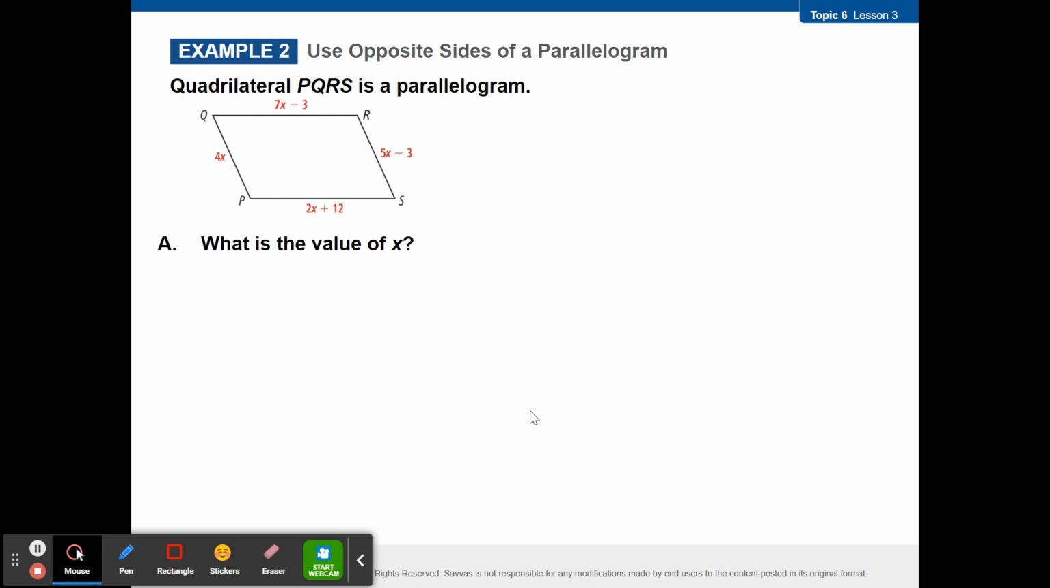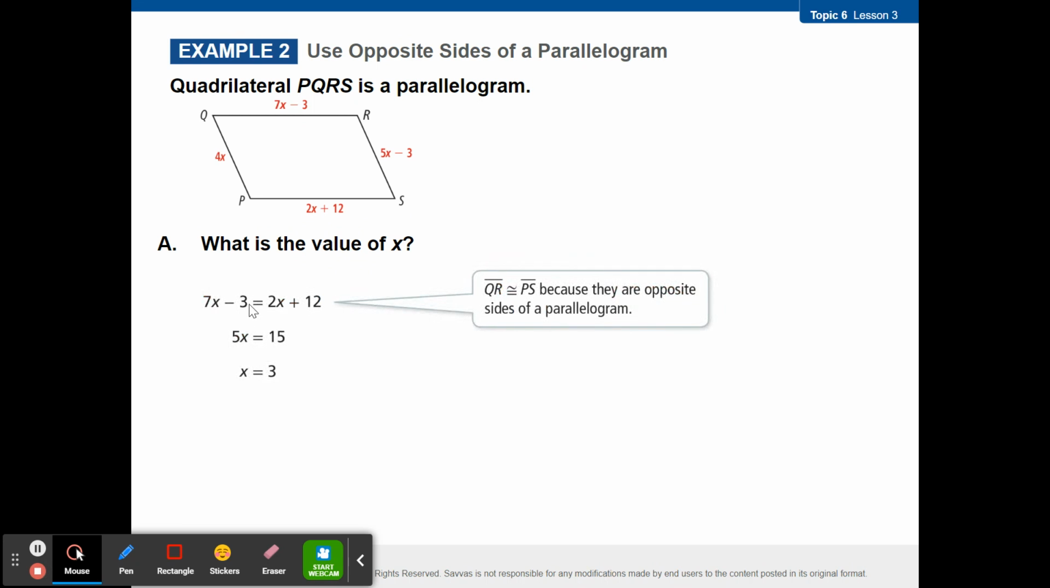Okay, so quadrilateral PQRS is a parallelogram. It says use opposite sides of a parallelogram. So what is the value of X? So if we take a look at this, we have a choice. We can set these two equal to each other or these two equal to each other. It does not matter which one we choose because the two opposite sides are congruent. In this case, I chose QR and PS set equal to each other, which gives us a value of X equals 3.